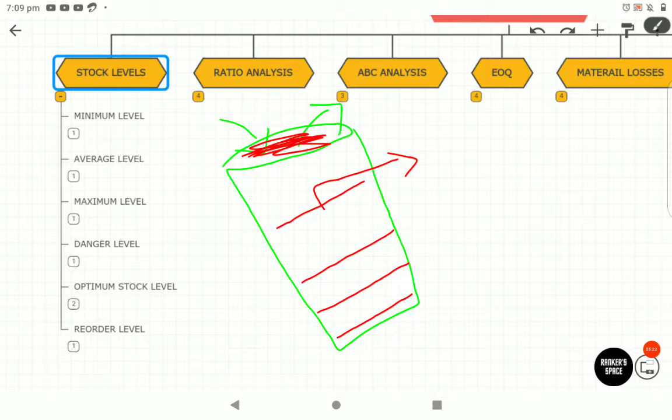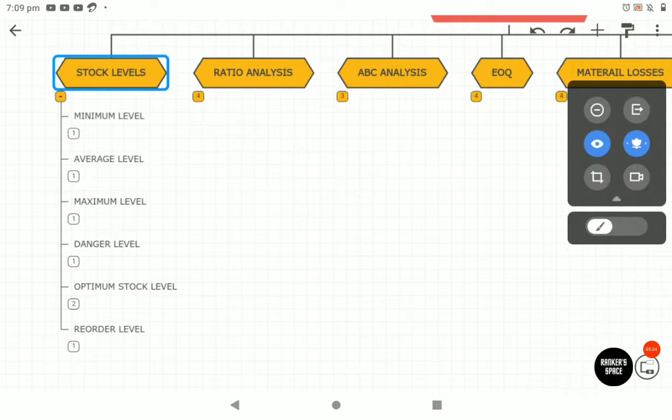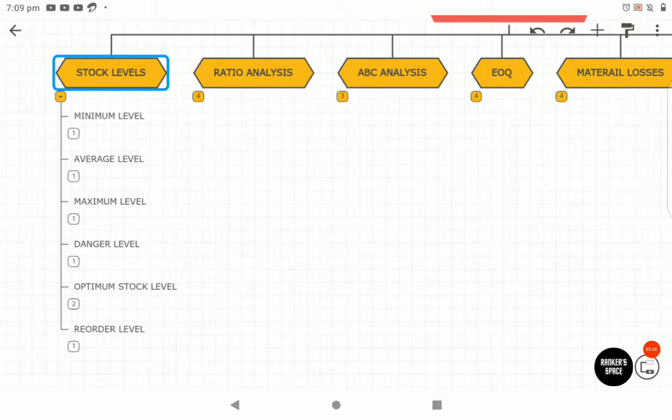Why it is very important for us to have a good understanding of the stock levels is that in a manufacturing unit, materials are very elementary. If there is a shortage of material, the production process will be affected, and you will not be able to meet your timelines or supply the orders on time. So that is why we have to have a very good understanding of the stock levels.